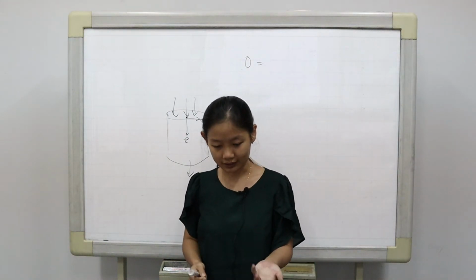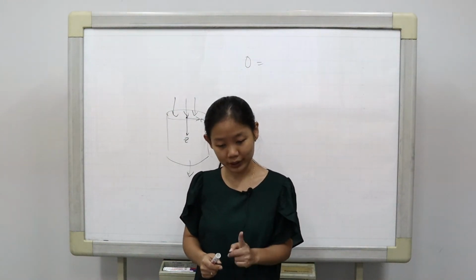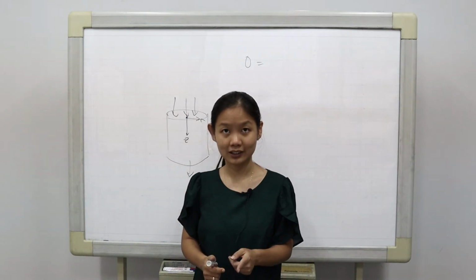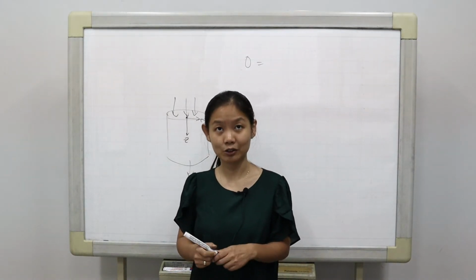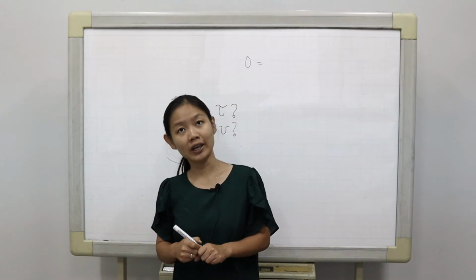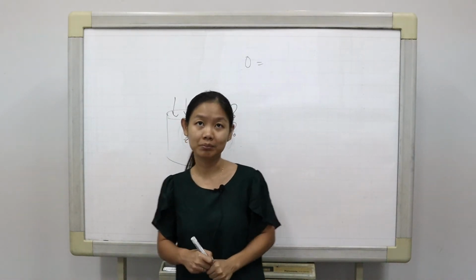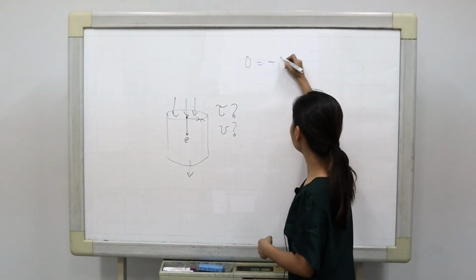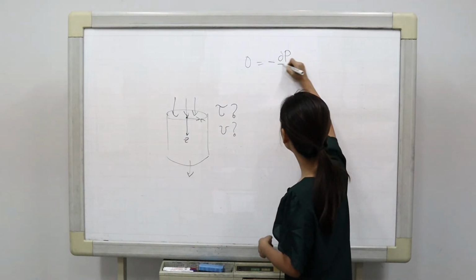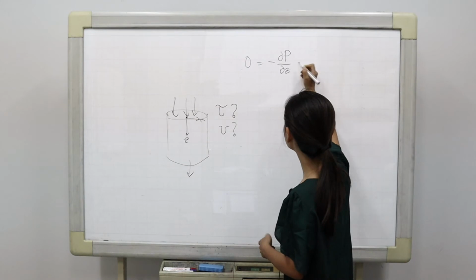Minus dou pressure over dou z. We do have the pressure difference over the length of the pipe. So we're gonna have minus dou p over dou z.